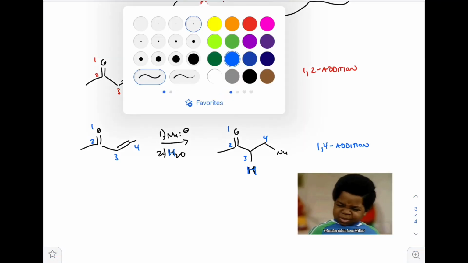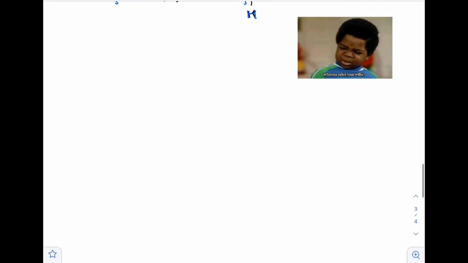1,4 addition product. What are you talking about? Well, let me just do these mechanisms real quick for you, and then it'll clear it all up, and it'll actually make a lot of sense. And you guys are going to be like, dang, I know my stuff.